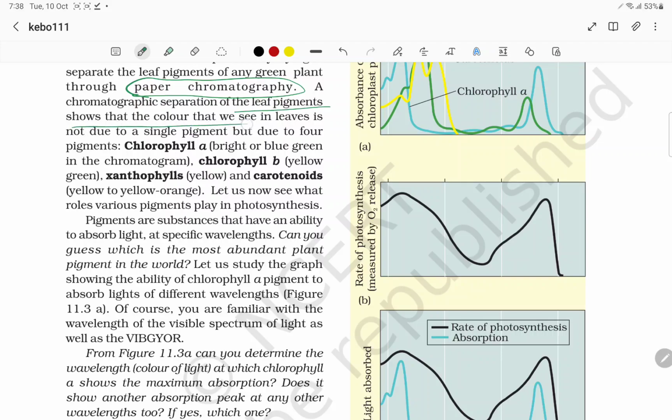This shows that the color we see in the leaves is not due to a single pigment, but due to four pigments. Chlorophyll A, which is light bluish green. Chlorophyll B, yellow green. Xanthophylls, yellow. Carotenoids, yellow to orange.